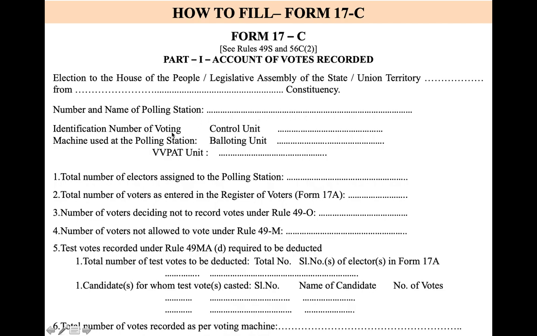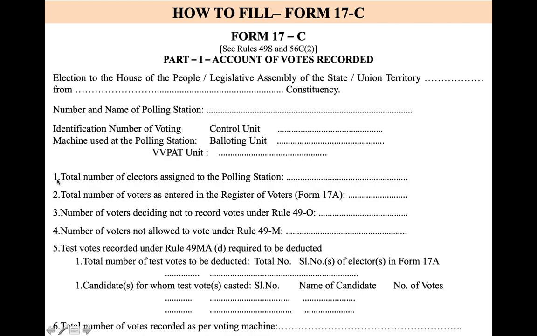And in the third row, you have to fill the details of EVM and VVPAT machine. Every control unit, every ballot unit, and every VVPAT unit has its own unique ID. In each polling station, designated EVM and VVPAT machines are to be used. Here you will fill the control unit number, the ballot unit number and the VVPAT unit number that you will find from the gray metal plate on the machine.